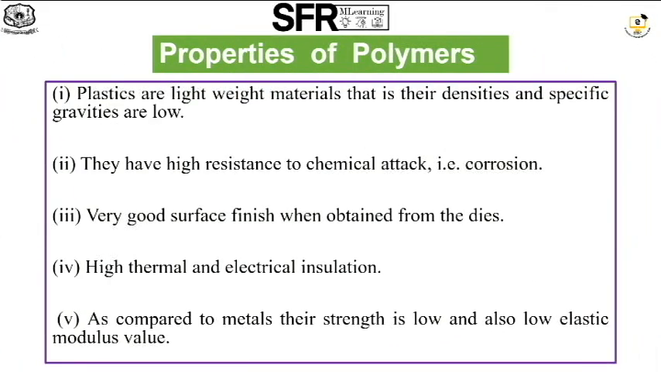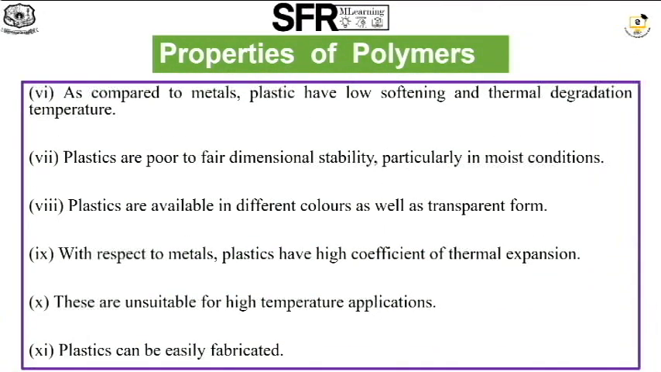Next, properties of plastics. Plastics have the following properties. Plastics are lightweight materials, that is, their densities and specific gravities are low. They have high resistance to chemical attack, that is, corrosion. They have good surface finish when obtained from the dies, and also they have high thermal and electrical insulation. As compared to metals, their strength is low and they also have low elastic modulus values. As compared to metals, plastics have low softening and thermal degradation temperatures. Plastics have poor dimensional stability, particularly in moisture conditions. Plastics are available in different colors as well as in transparent form.